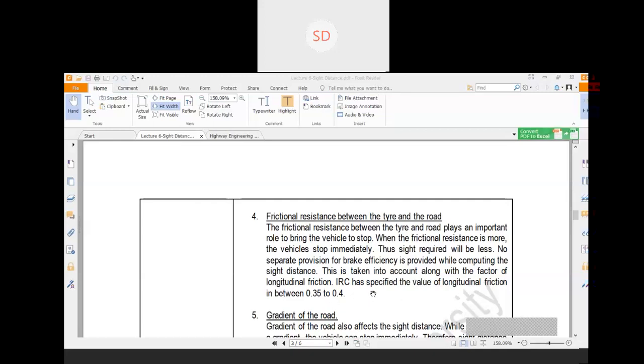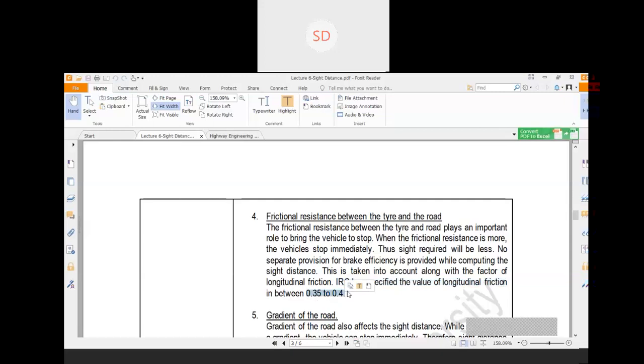Now, this frictional resistance is taken into consideration in terms of the coefficient of friction value, and IRC has specified the value of the longitudinal friction between 0.35 to 0.4, depending on the speed of the vehicles. Okay, so the value of the longitudinal coefficient of friction depends on the speed of the vehicles, and its value ranges from 0.35 to 0.4.